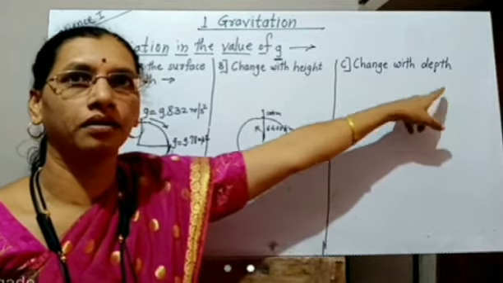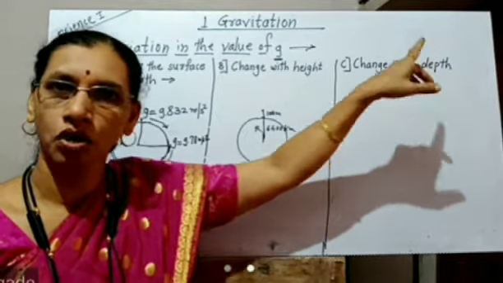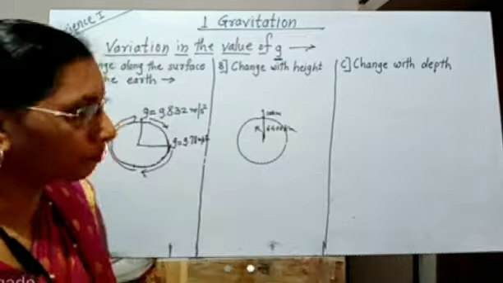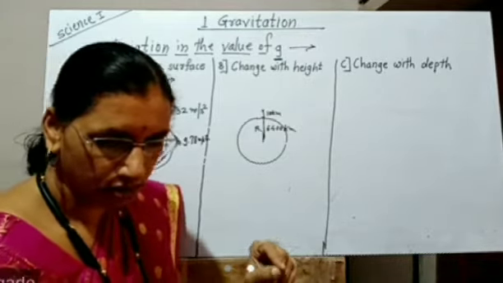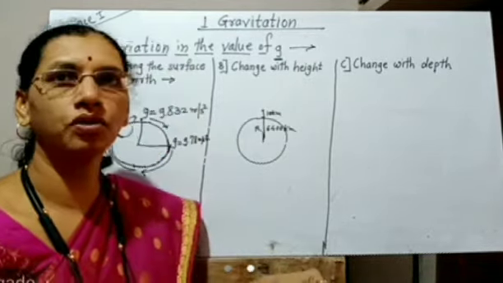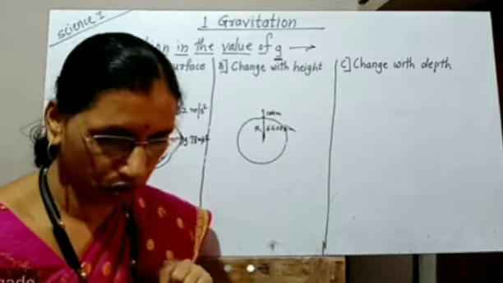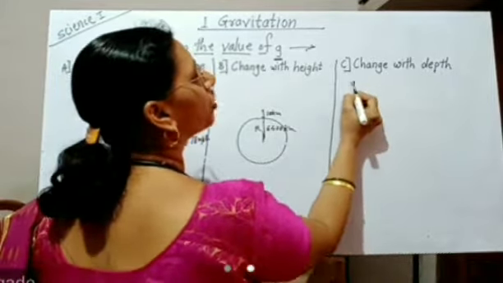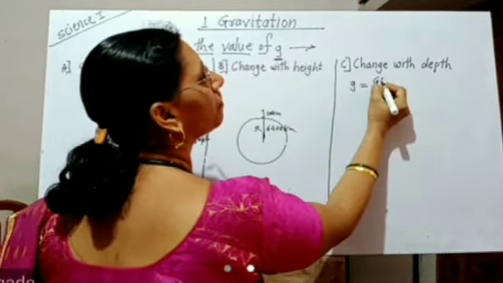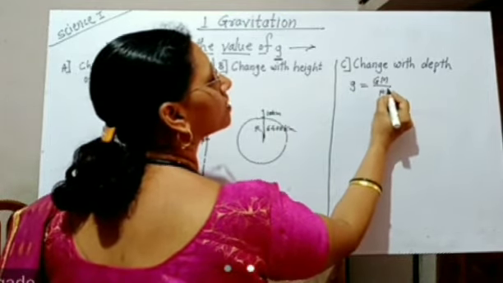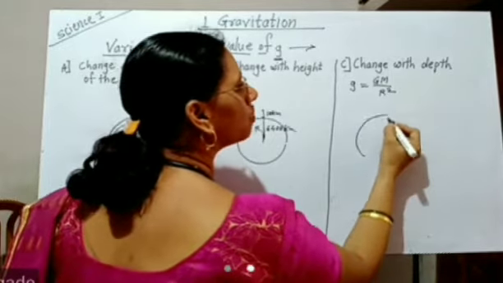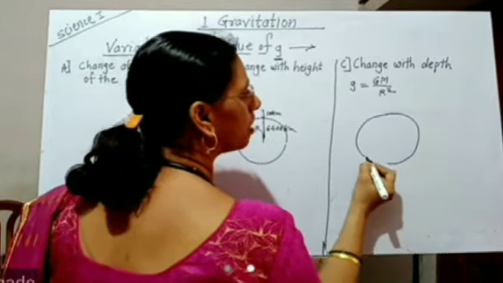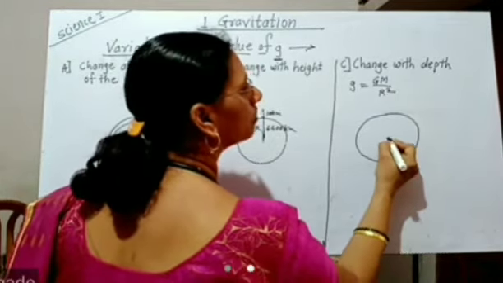The third factor affecting the value of g is depth. Now, in this case, the value of g changes if we go deep inside the earth also. We know the formula for g, that is GM divided by r square. Suppose this is the center of the earth.